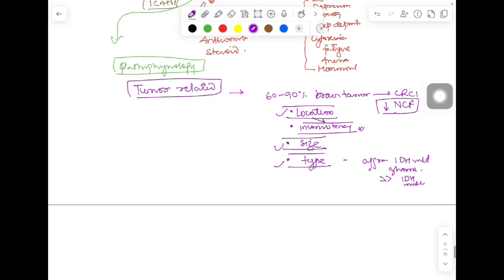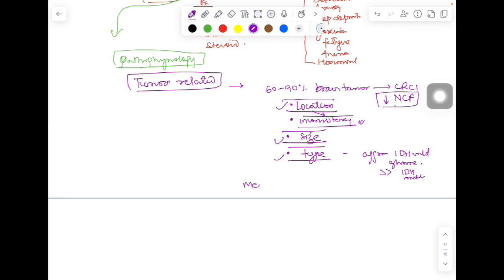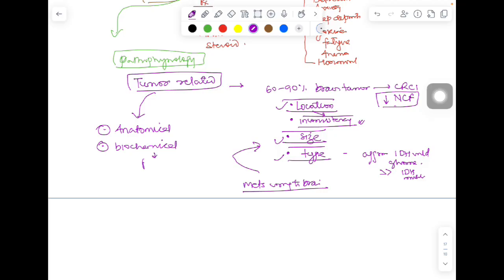Now coming to mets to the brain, again the factors are the same, but there is inconsistency in how they work. There is anatomical distortion. It seems reasonable to blame it for the fall in NCF or CRCI. Then there are biochemical alterations in the form of pro-inflammatory cytokines, which cause CRCI.